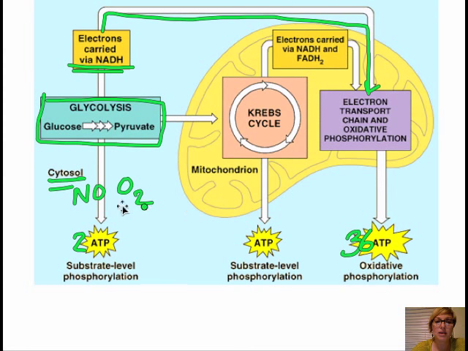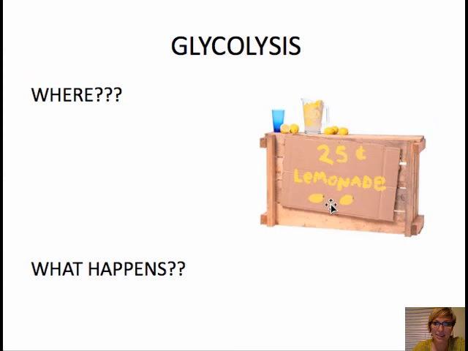So we are going to be taking a big look at this step 1. Our next video is going to be looking at the Krebs cycle in step 2. This is when we check into the mitochondria and see what's going on there. And last but not least, we will be looking at the electron transport chain, which also takes place in the mitochondria. So without further ado, let's get started.